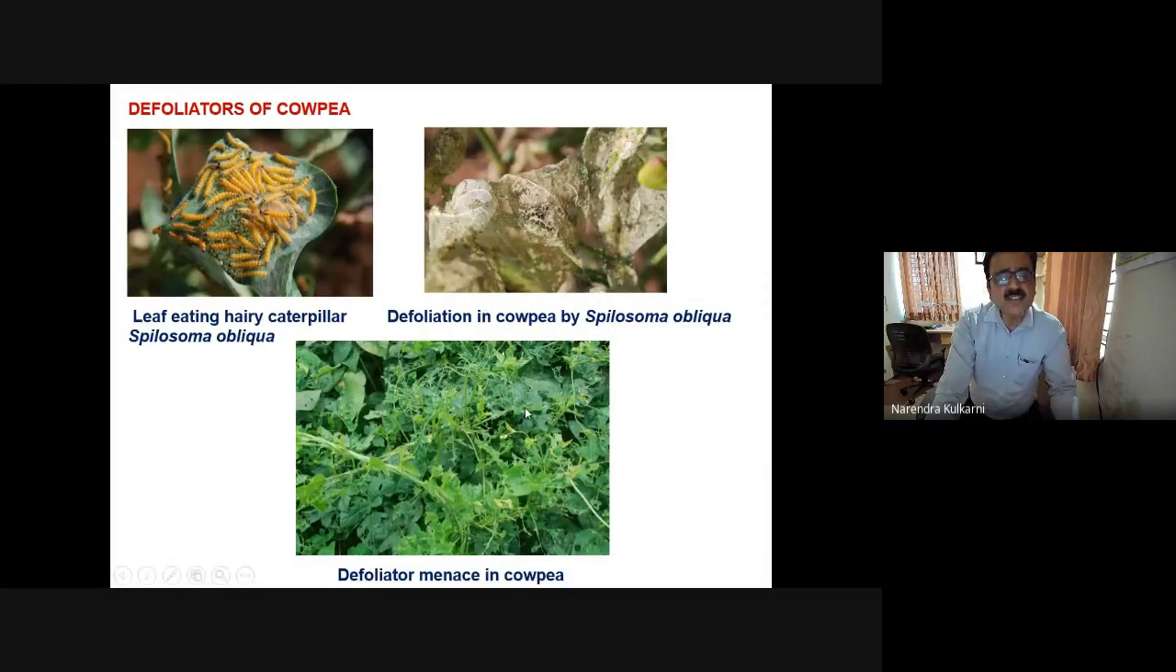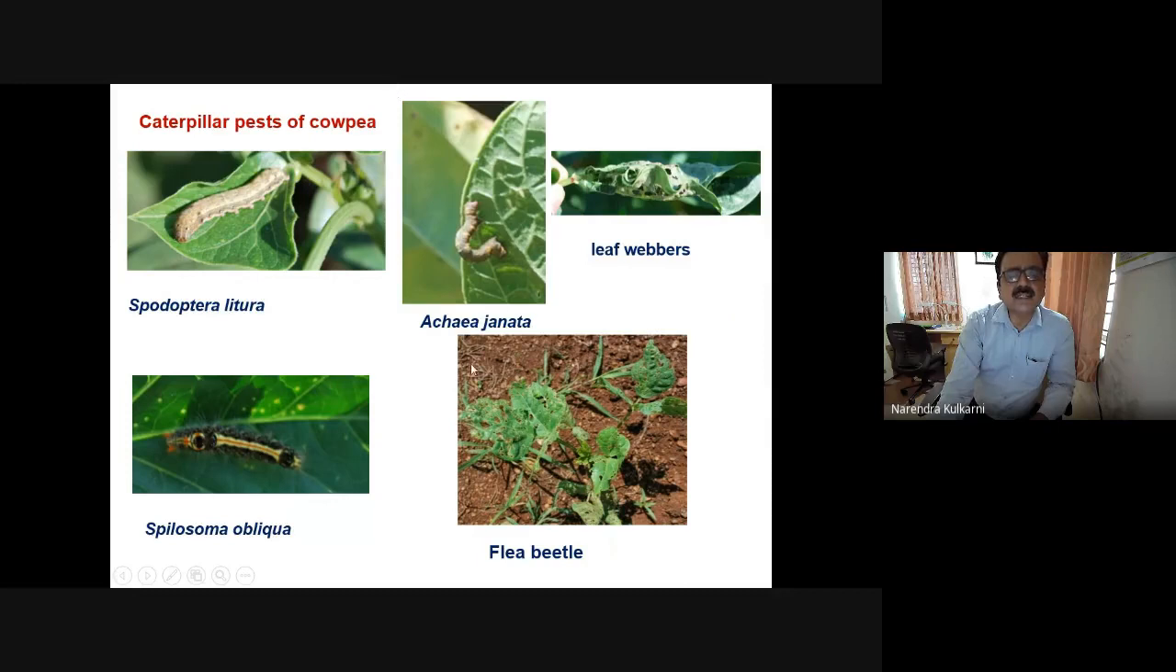There are a lot of defoliators also, like Spilosoma obliqua in the case of cowpea, as we are targeting green forage yield of leaves. These insects sometimes may cause even more than 50% defoliation in cowpea. In such cases, if our target is to cut and feed this forage cowpea, then we have to manage these defoliators, using neem insecticides. Other defoliators are Spodoptera, Achaea janata, leaf rollers, Spilosoma, and flea beetles; all of these cause damage.